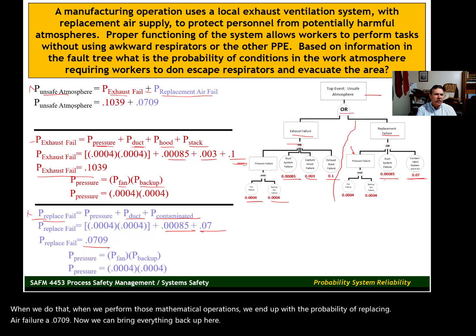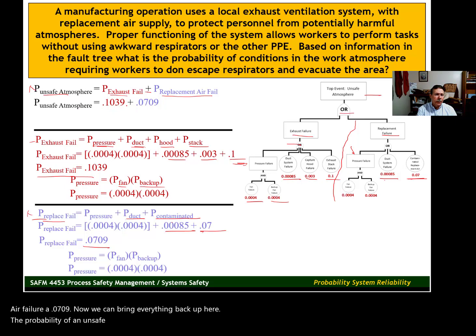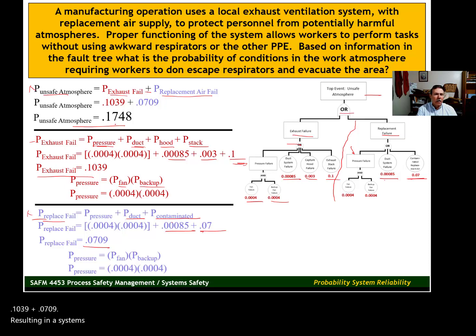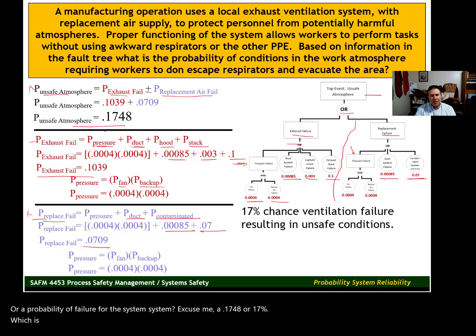The probability of an unsafe atmosphere is 0.1039 plus 0.0709. Remember this, it's an OR situation. If it's OR, we add the probabilities. 0.1039 plus 0.0709, resulting in a system's reliability probability, or a probability of failure for the system, of 0.1748 or 17%, which is really too high. There's a 17% chance that we'll have a ventilation failure resulting in unsafe conditions.